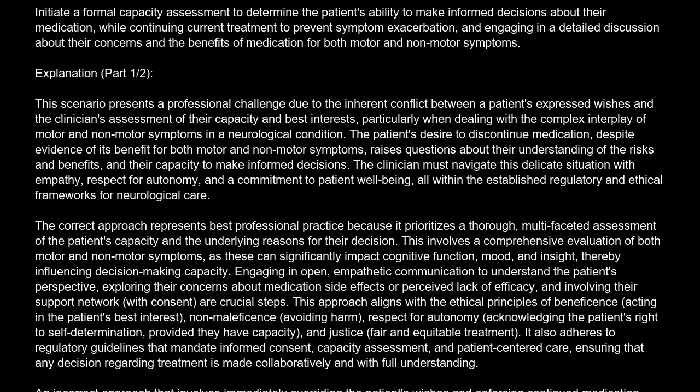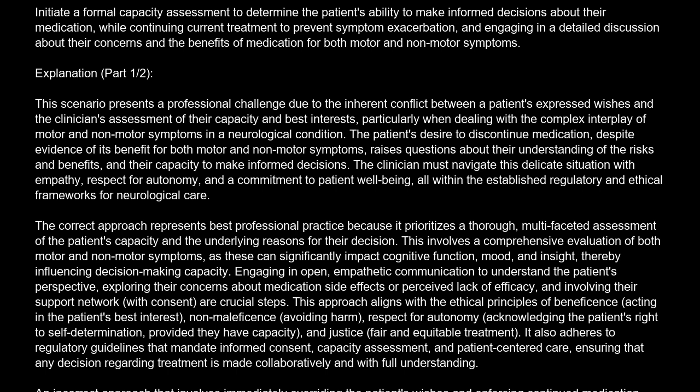The correct answer is D. Initiate a formal capacity assessment to determine the patient's ability to make informed decisions about their medication, while continuing current treatment to prevent symptom exacerbation and engaging in a detailed discussion about their concerns and the benefits of medication for both motor and non-motor symptoms.